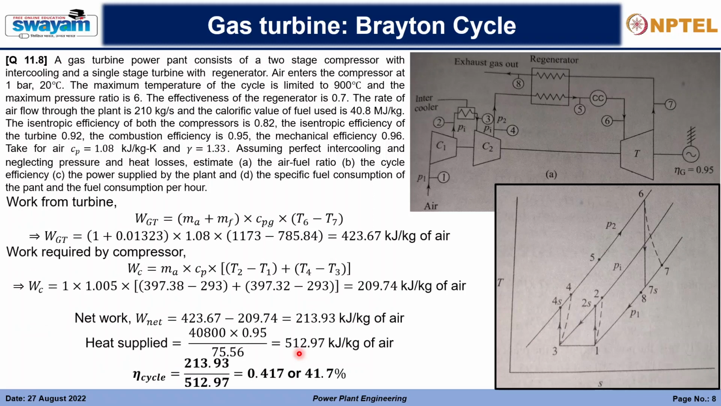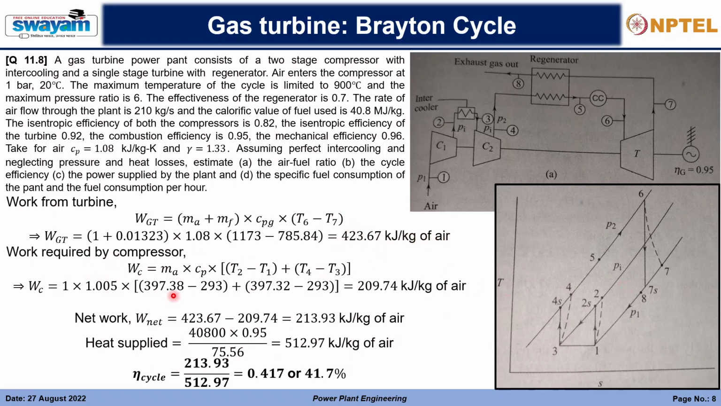Next we will first calculate the work done from the turbine. So the work done from the turbine is T6 to T7, and it is CPG, so simply 1.08 we are considering, and this time both air and fuel are being expanded together in the turbine. So the whole process will have this, if we consider MA to be 1 for now, so that is 423.67 kilojoule per kg of air.